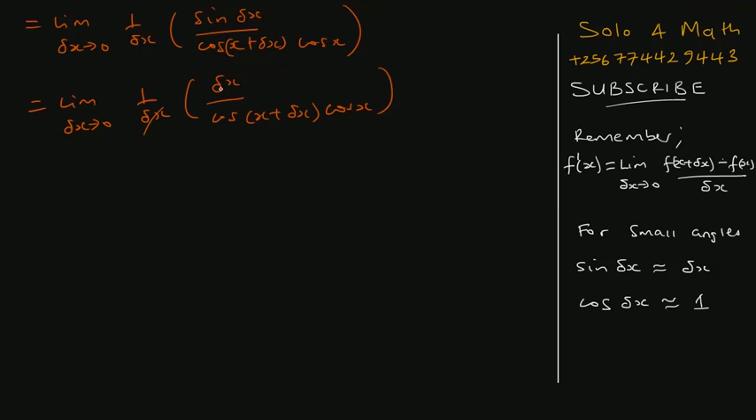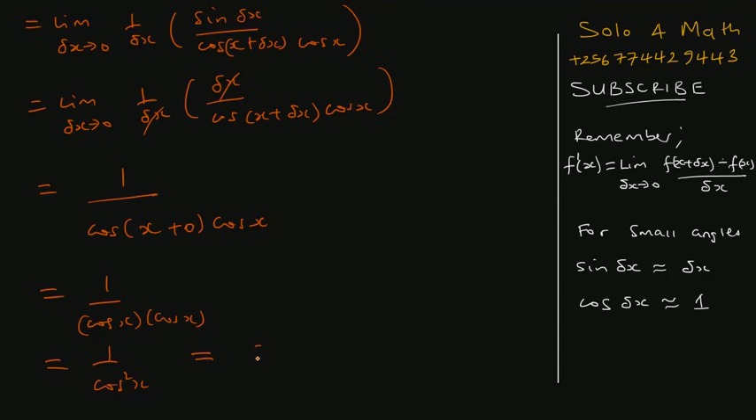So this will go with that. And now if we take the limits, then we remain with 1 over cos, where there is this small change in x, we put a 0. Then times cos x. When we simplify, this will be 1 over cos x into cos x, which is equal to 1 over cos squared x, which we know as sec squared x.